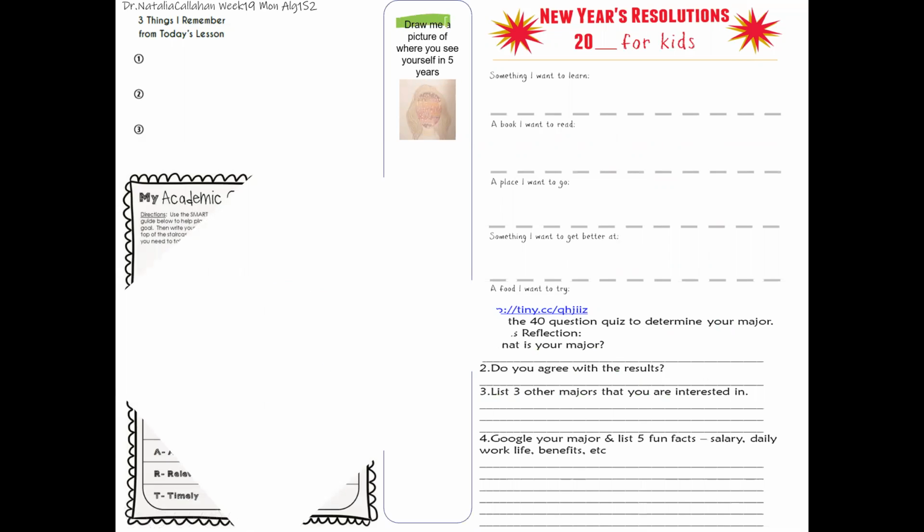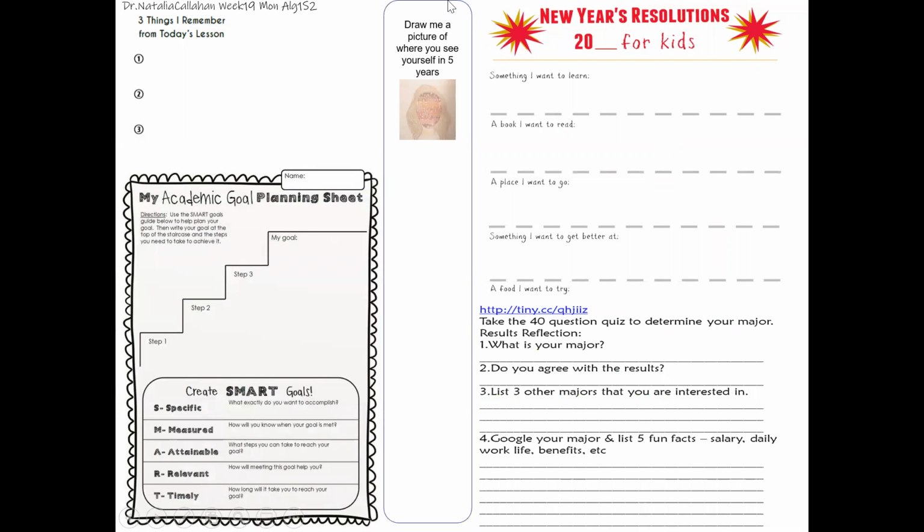Next, I want you guys to draw a picture of yourself where you see yourself in 5 years. And then lastly, I want you to tell me one specific goal that you would like to create, and then tell me the 5 different steps or 3 different steps to meet that goal. And your exit today for this class is to tell me 3 things that you learned from today's lesson.